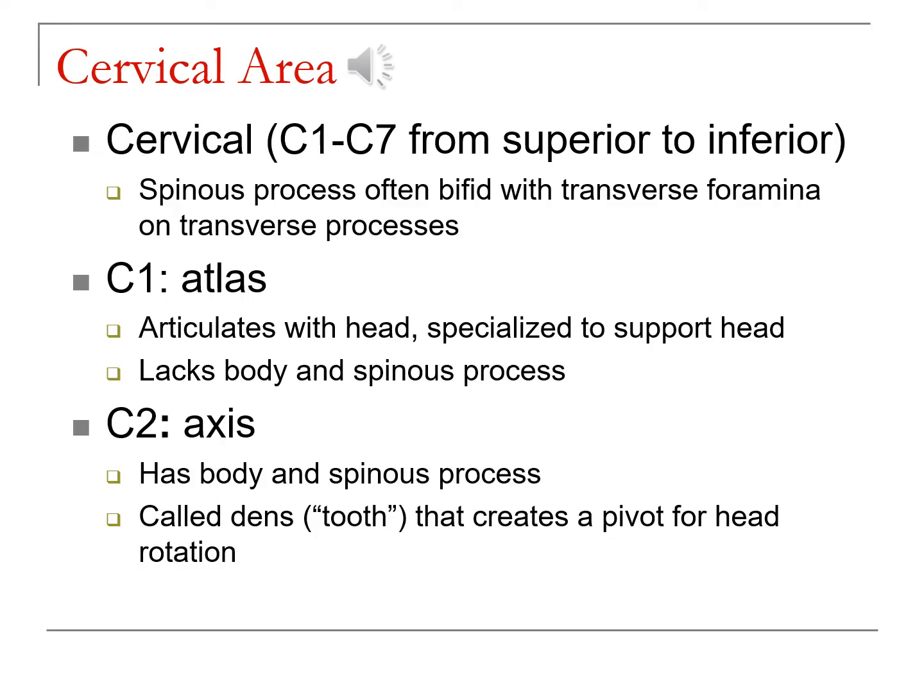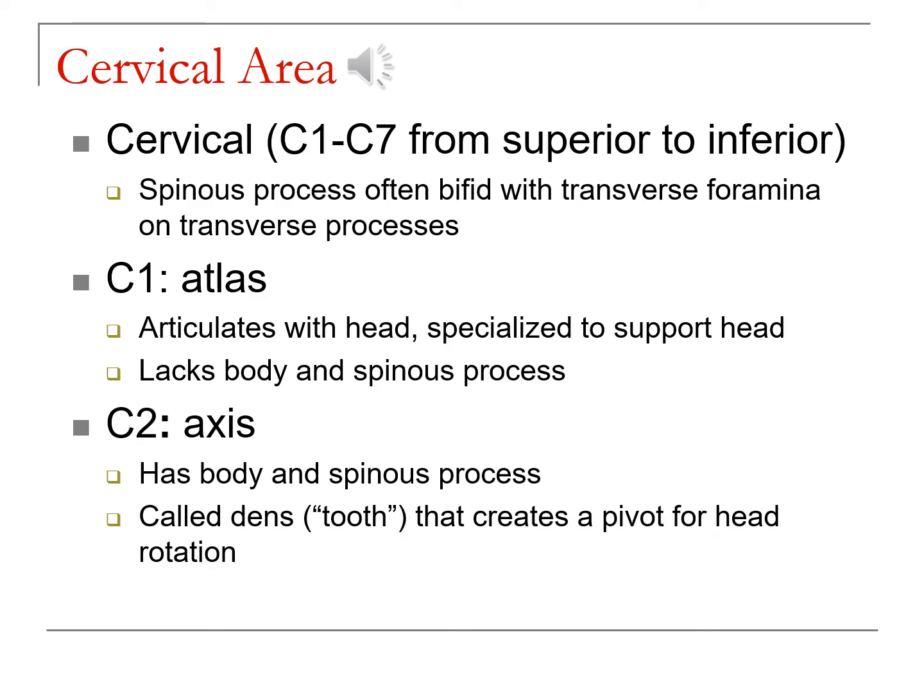The cervical vertebrae are from C1 to C7 because there are 7 cervical vertebrae, and the spinous processes often are bifid, meaning there are like 2 heads, with transverse foramina. When you say transverse foramina, these are holes or passageways located in the transverse processes. C1 is called your atlas, and C2 is your axis. Your C7 is your vertebra prominens.